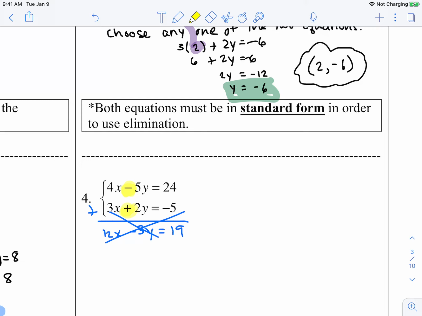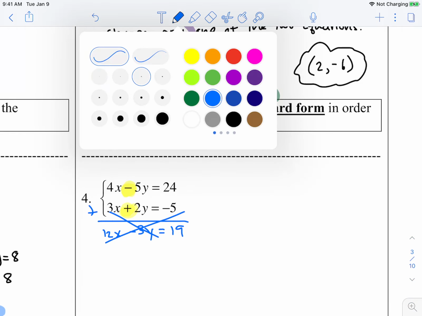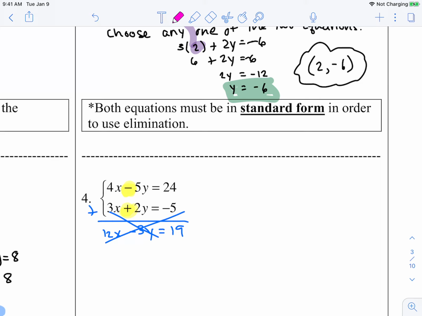Okay? But they're not the same. They're not the same magnitude. We're learning this in physics, right? Equal and opposite forces. They're not the same, so I need to make them the same. So the way I'm going to make them the same is I'm going to use a factor. I'm going to multiply the top equation by 2, and the bottom equation I'm going to multiply by 5.